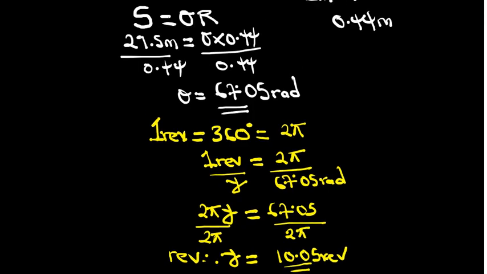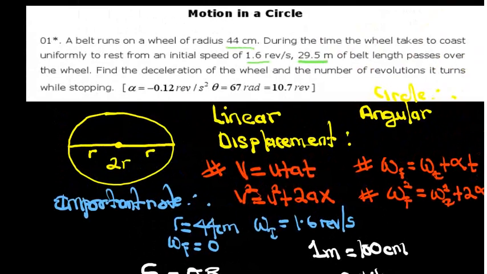Now, when you get back to the work, you discover that the 10.7 rev were the number of complete revolutions found in the question. Not so different from what we're having. It's equally the same thing. So what were we doing here? The first thing we did was to find out the displacement. The displacement was 29.5, the linear displacement. What formula was relating linear displacement to the angular displacement or anything to do with theta? It was s is equal to theta r. The r is for the radius, and theta is for the angle that we're looking for there. That is what we've done.